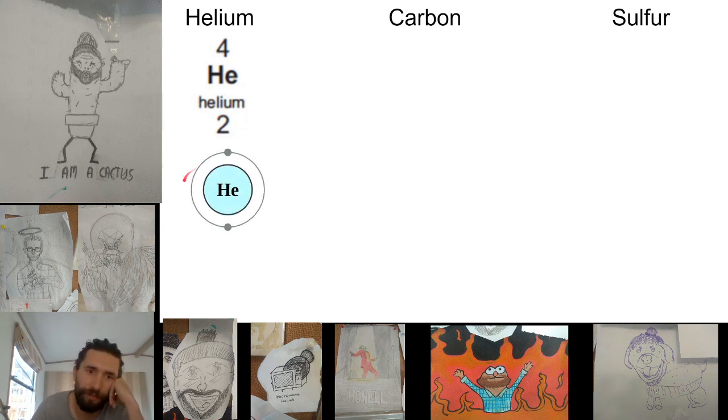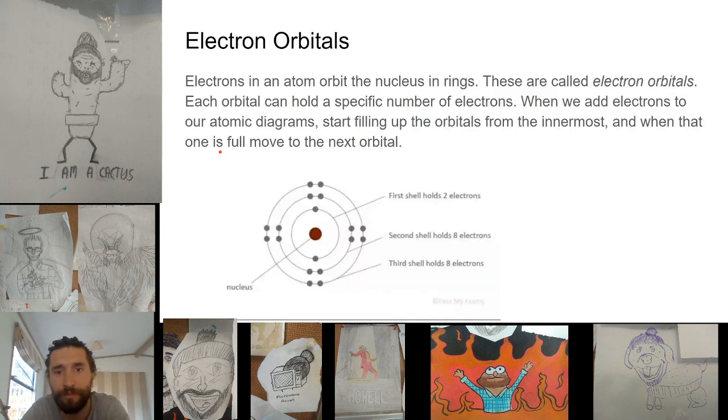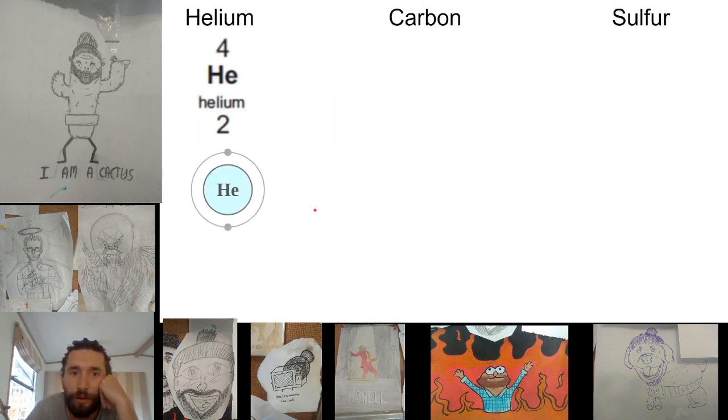Now, the first shell of the electron diagram, remember, can hold a maximum of 2 electrons. So those 2 electrons are just going to sit in the first shell. It's now full. So to write the electron arrangement of helium, we just say it is 2. Very simple.